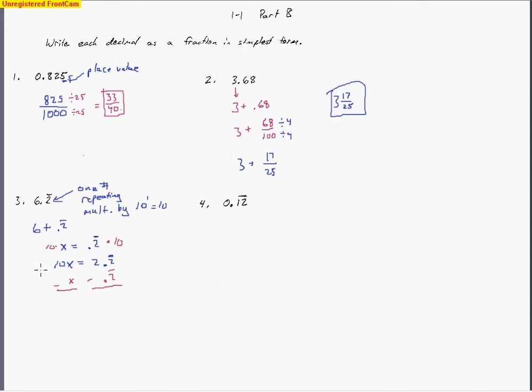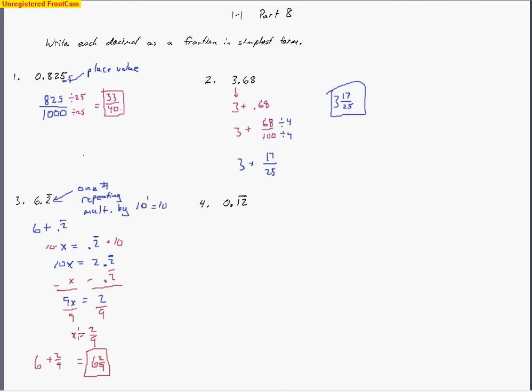And so now I'm left with 9x equals 2. Just 2 now, not the 2 repeating, because these 2 repeatings canceled out. So all I have to do now is solve a simple algebra problem by dividing by 9 to get the x by itself, and I'm left with x equals 2/9. So now I have 6 and 2/9. And that would be the reduced form there.